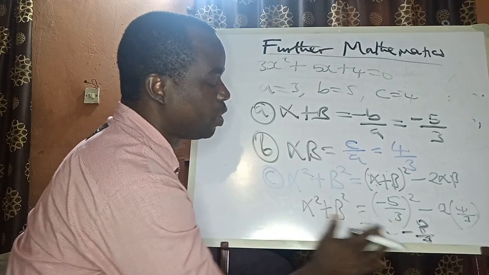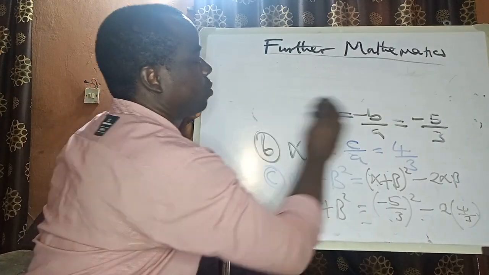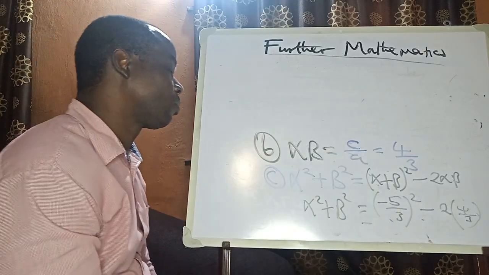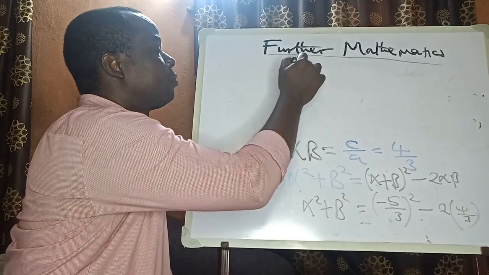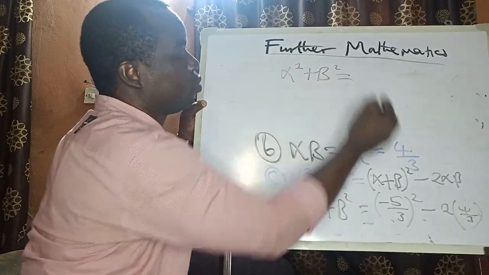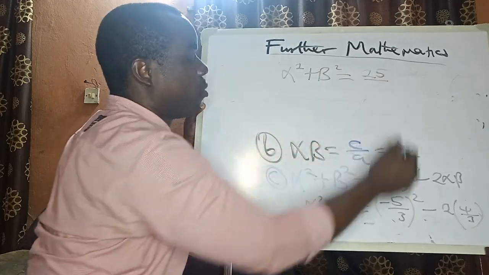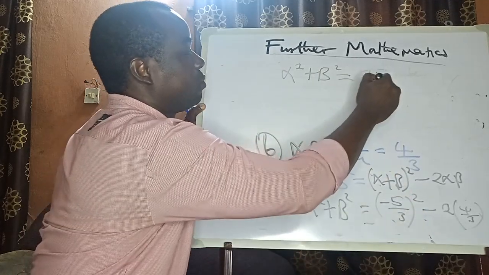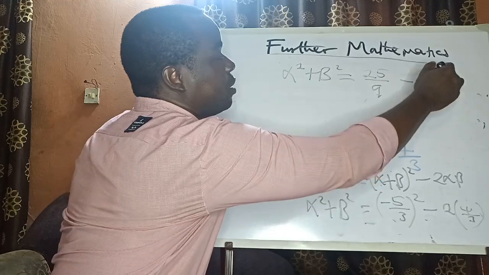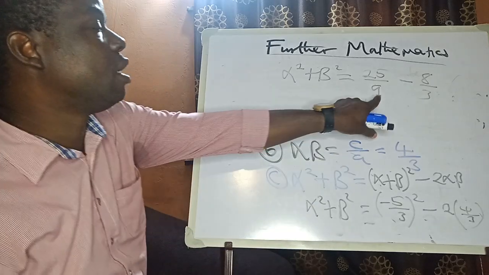Let me bring the working up here because of the space. Now, we'll continue from here. So alpha squared plus beta squared is equal to minus 5 all squared, like I explained before, is 25 over 3 squared is 9, minus 2 times 4 is 8 over 3. Are you following? So we use LCM now to finish it up.